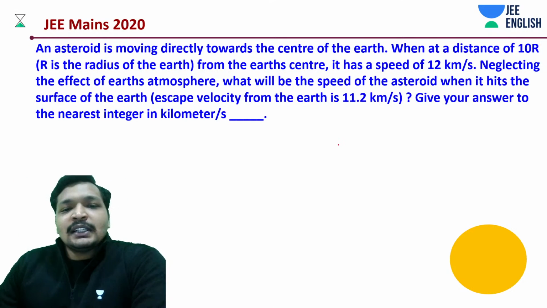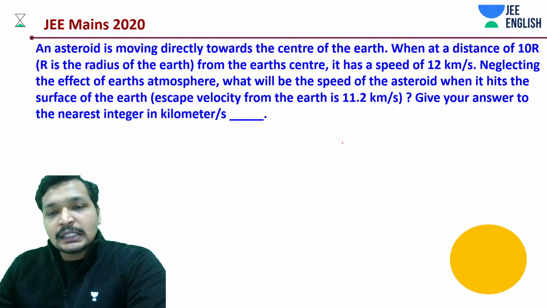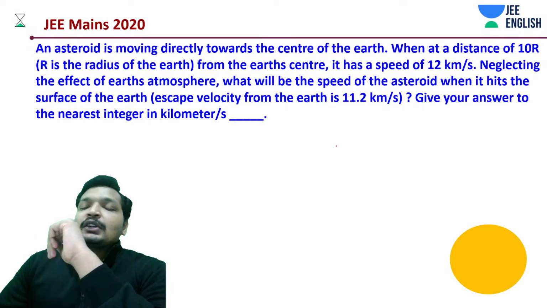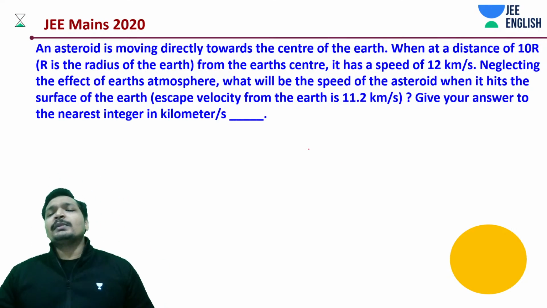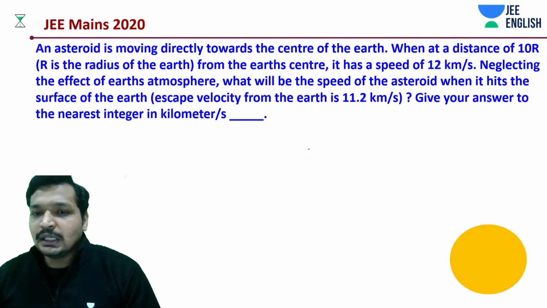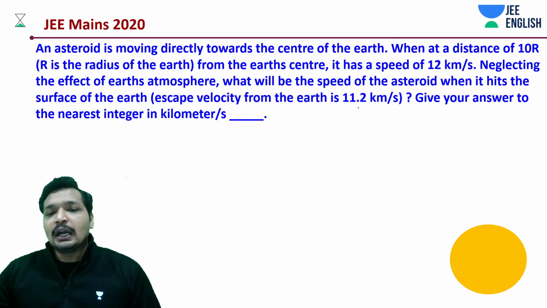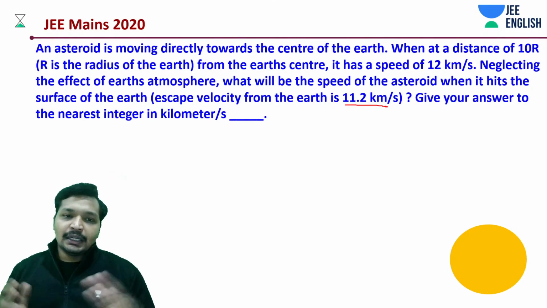There is an asteroid that is moving directly towards the center of the Earth, and when at a distance 10 r from the Earth's center, it has a speed of 12 kilometers per hour. Neglecting the effect of Earth's atmosphere, what will be its speed on reaching the Earth's surface, given that the escape velocity from the Earth is 11.2 kilometers per second? Give your answer to the nearest integer.